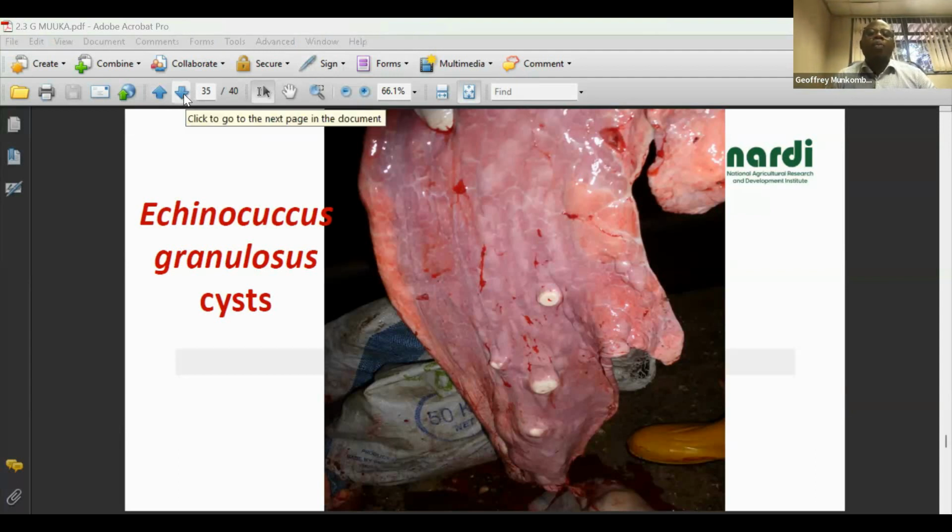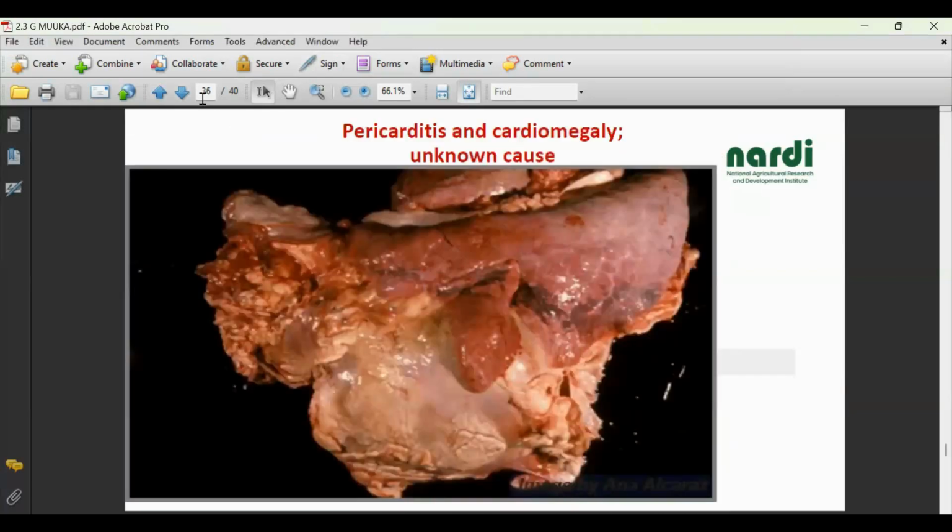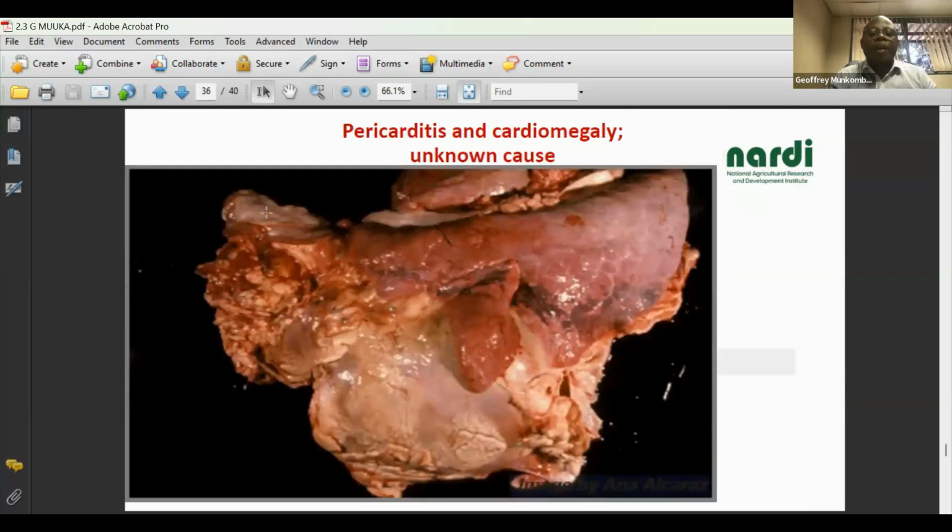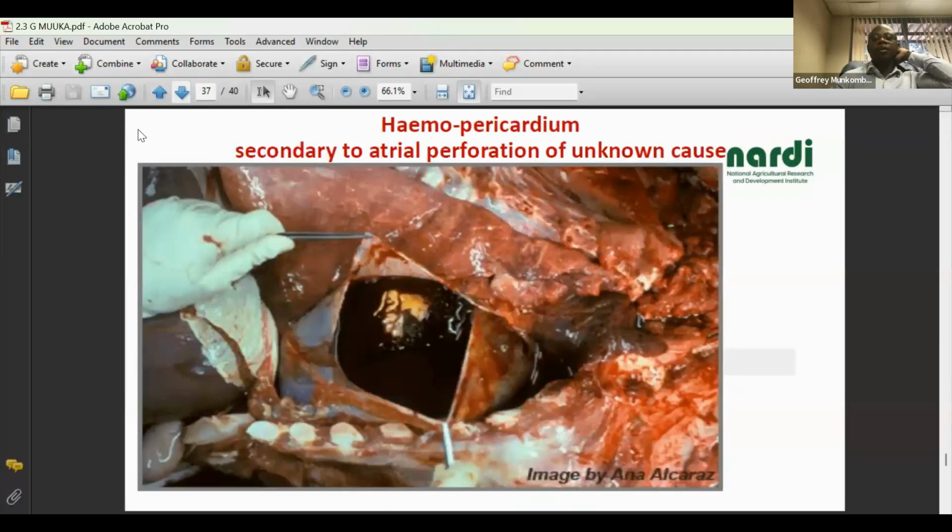Next slide. I'll request you to be concluding in 2 minutes. Thank you. Okay, this is pericarditis and cardiomegaly, which can happen also in your findings, which is very normal. And I'm sure most of us have seen this before. Next slide.